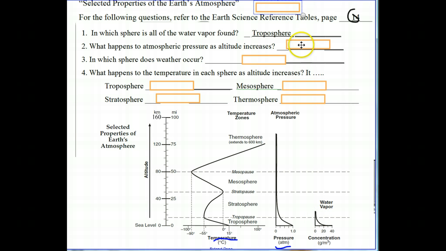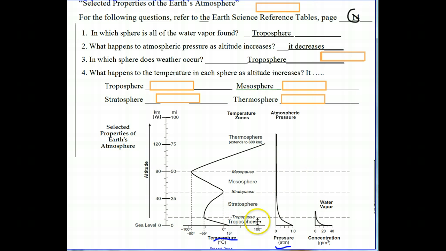The atmospheric pressure as we go up starts off at 1.0, and as you move up in the atmosphere, into the stratosphere, what happens to that? It goes down, right? It decreases.